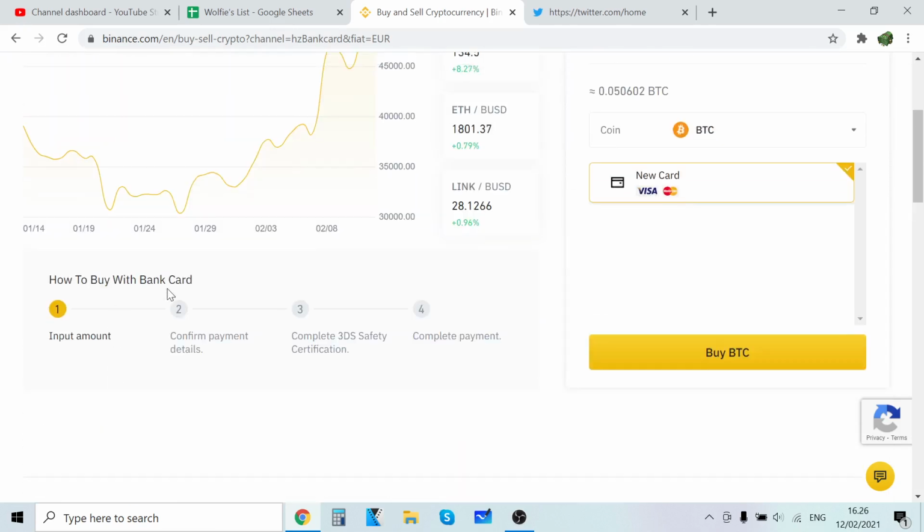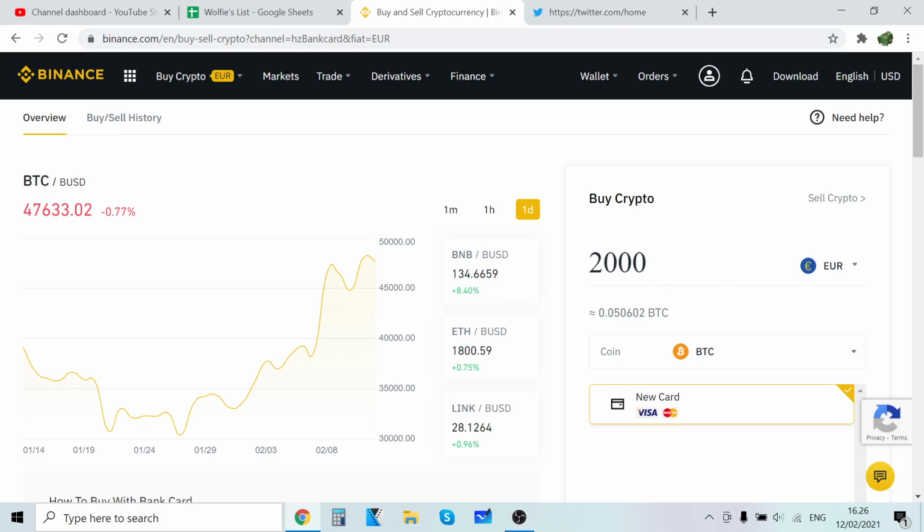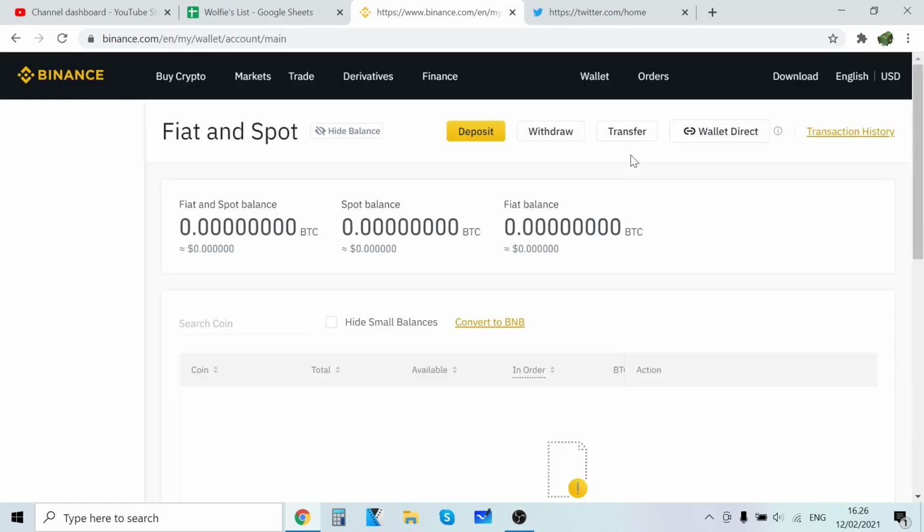So here's how to buy with bank card. The first step is to input the amount. Select how much Bitcoin you want to buy. Then just confirm payment details. So you click buy BTC, then you confirm payment details, then you complete safety certification. After that, the payment is completed. And then when you go back to your wallet, the Bitcoin that you just bought will show up right here in your wallet. So it's that easy.